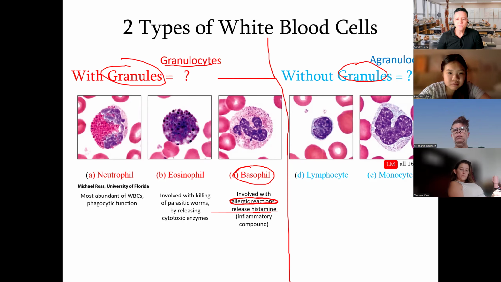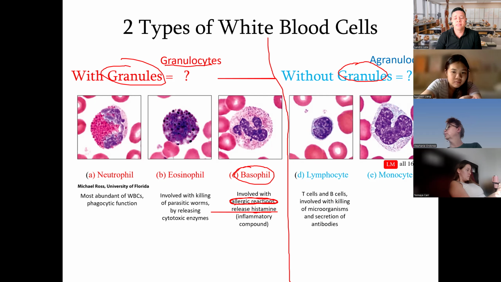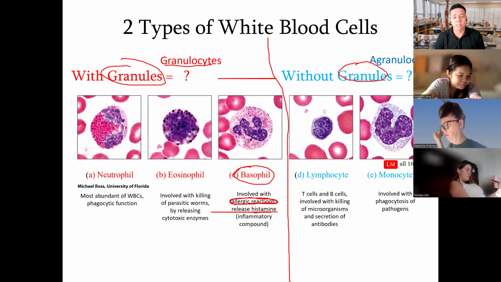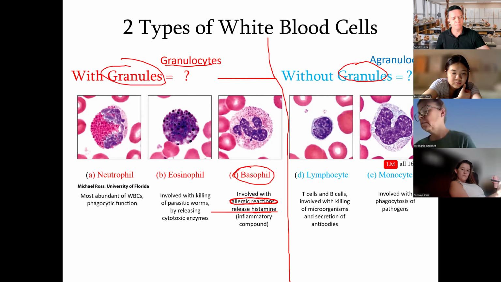Now, among the agranulocytes, we have the lymphocytes. Among the lymphocytes, we have the T cells and the B cells, and they're involved with killing of microorganisms. The B cells are involved with secretion of antibody. We're going to talk more about that later. And then we have the monocytes. The monocytes, just like the neutrophils, are also phagocytic cells. They can do phagocytosis. Any questions?